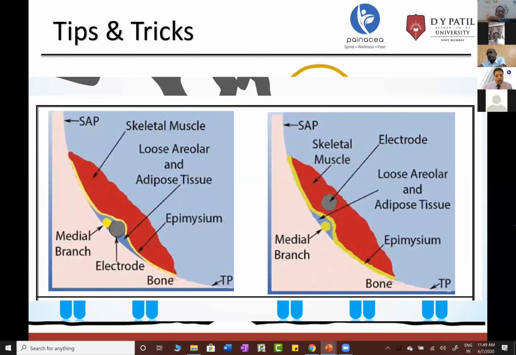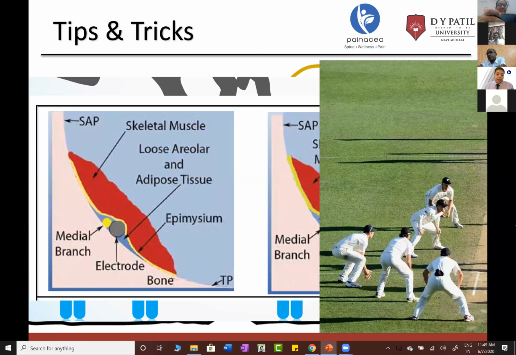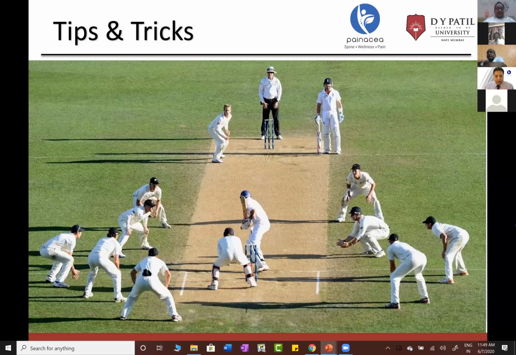So I would like to emphasize that the placement is very important. Just like how this guy has to place, just imagine how difficult it is for him to place this. So similarly, you have to be placing this thing as well.